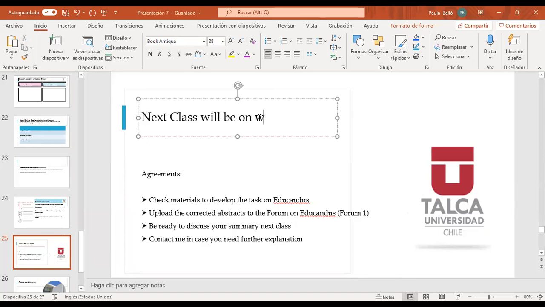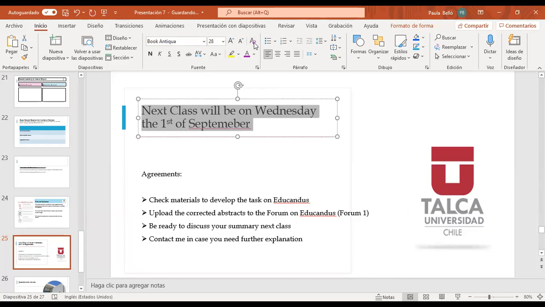Do we have anything else pending? The 1st of September. It's already September. Oh, okay, it has flown. Time has flown. Okay, anything else we need to remember for next week?